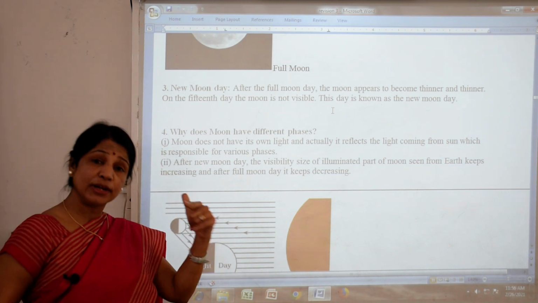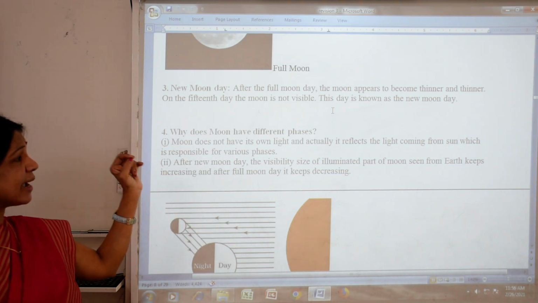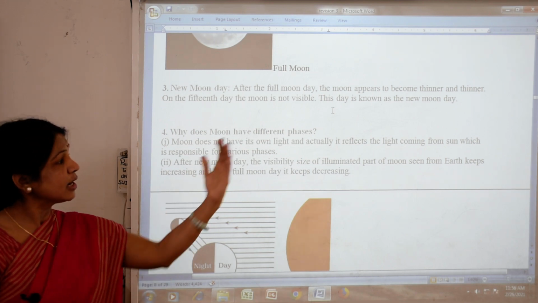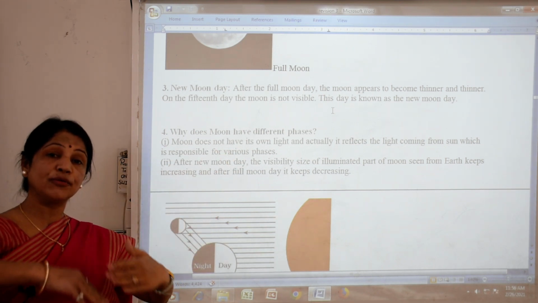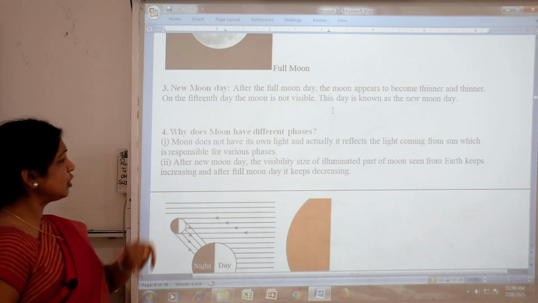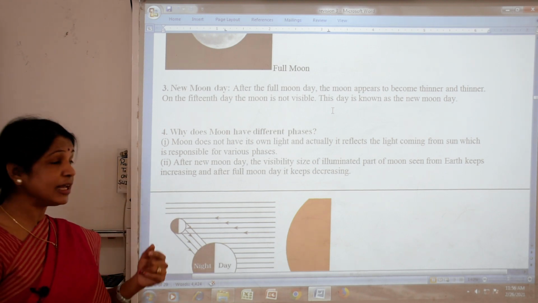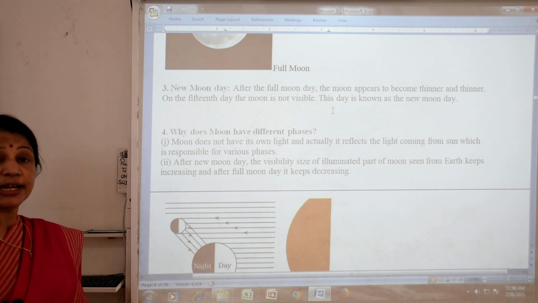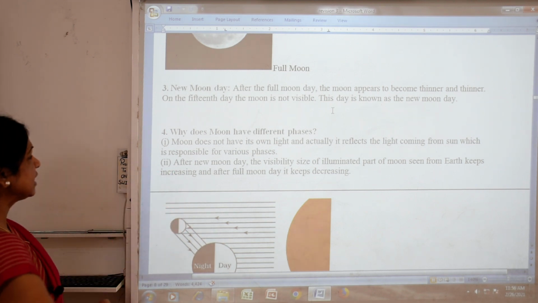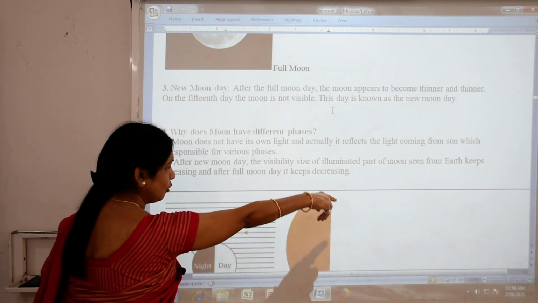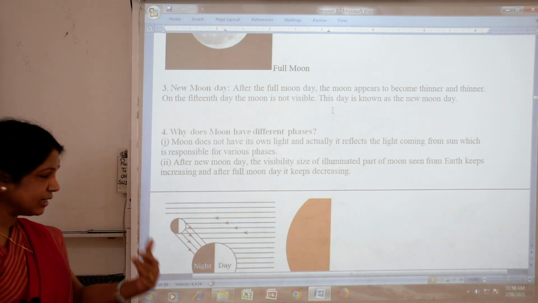Why does the moon have different phases? The moon does not have its own light. It actually reflects the light coming from the sun, which is responsible for the various phases. After new moon day, the size of the illuminated part of the moon seen from earth keeps increasing, and after full moon day it keeps decreasing.